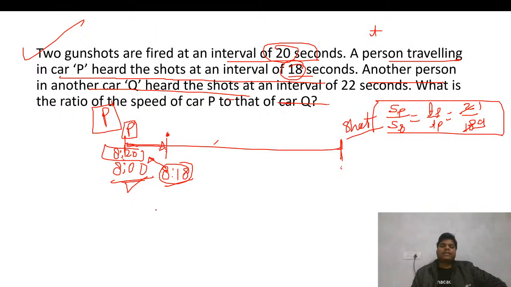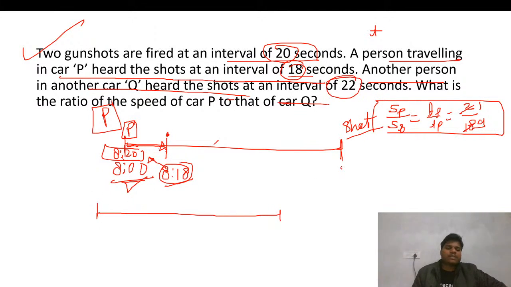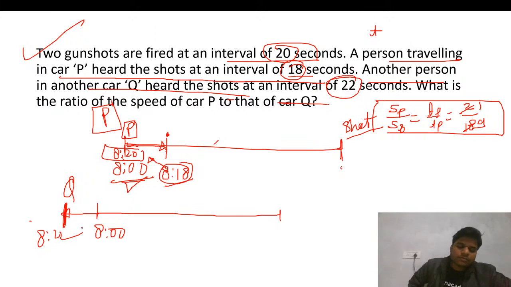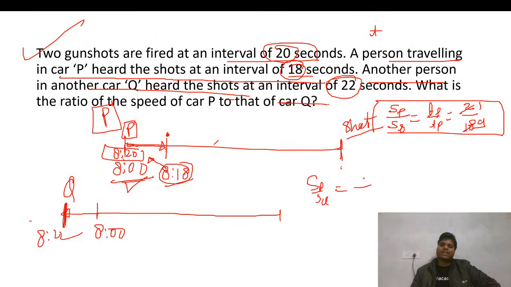Similar way, we'll find the ratio for the Q car. Q car difference is 20 seconds. That means Q car is traveling in this direction. So suppose 8 is here and 8:22. So that will be, I think, 1:11. So from PQ you'll get the ratio 11:9, whatever. Just see the calculation. I hope this is clear. I just want to make you comfortable with this approach.